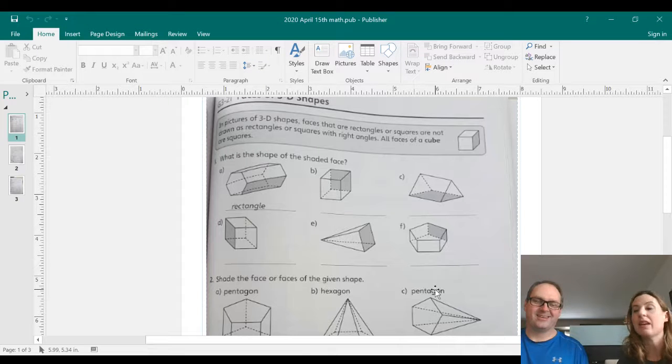Hi guys, it's April 15th and we're ready for our next math lesson. Today we are learning how to identify faces and bases. I'll start first with pyramids and then Mr. Hyatt's going to explain about prisms.